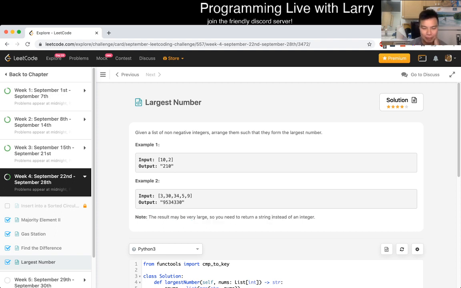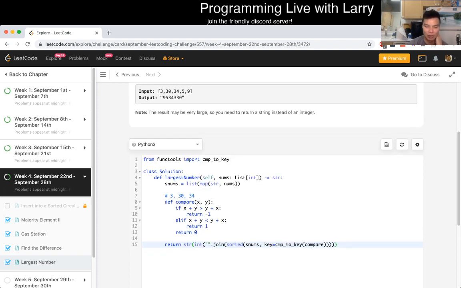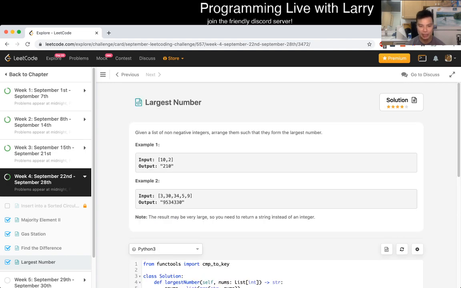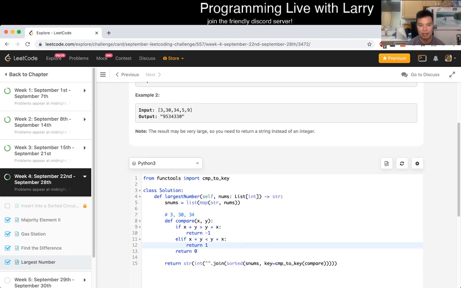But yeah, obviously with sorting, it's going to be n log n. We do use extra space, but conceptually you don't really need it to. It's just for syntax reasons. But yeah, let me know what you think. This is weird, but this is the algorithm. Basically just do the string concat comparison.